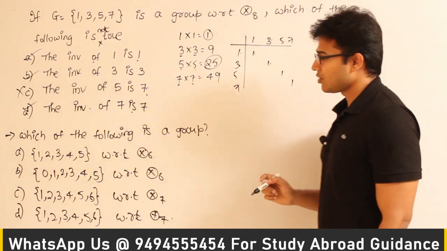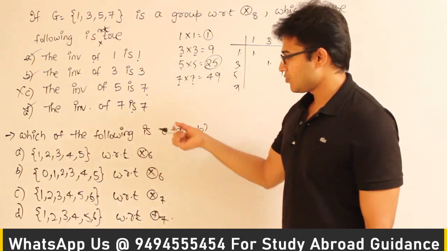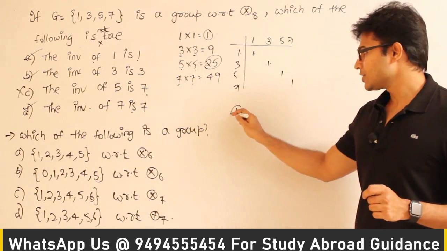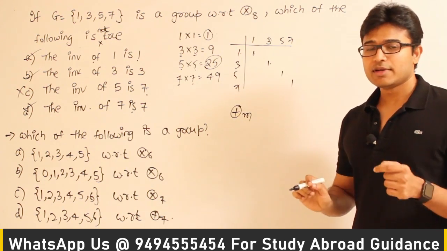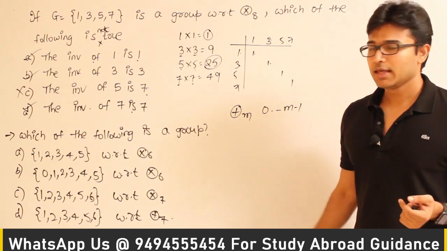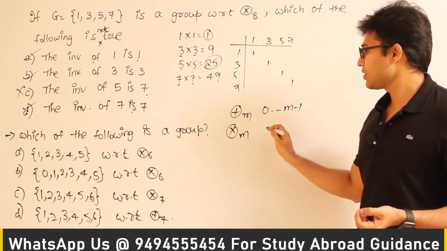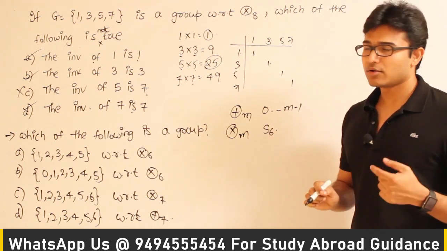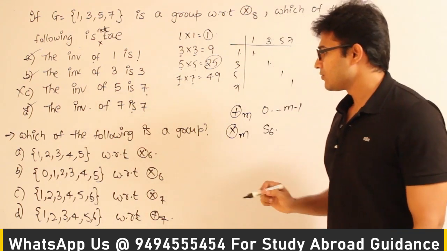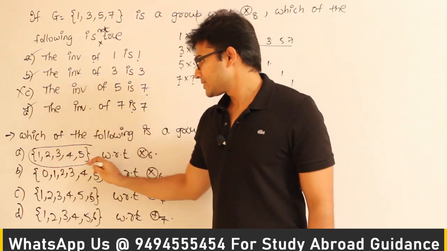Next one is, which of the following is a group? And they are talking about multiplication mod 6 and addition mod 6. I already told you that in case of addition mod m, the elements that should be present are 0 to m minus 1. In case of multiplication mod m, the elements that should be present are S6. Then only we are going to get this set. Now see this, multiplication mod 6.